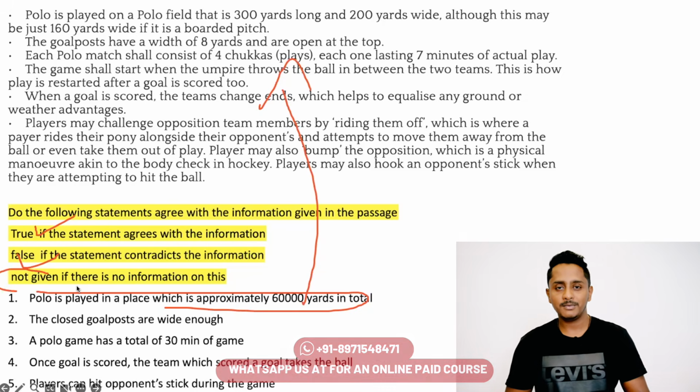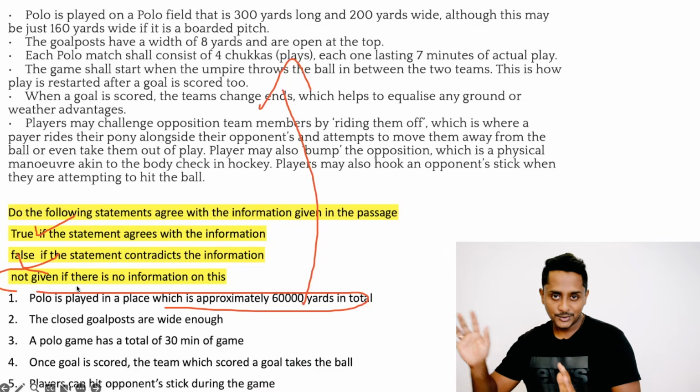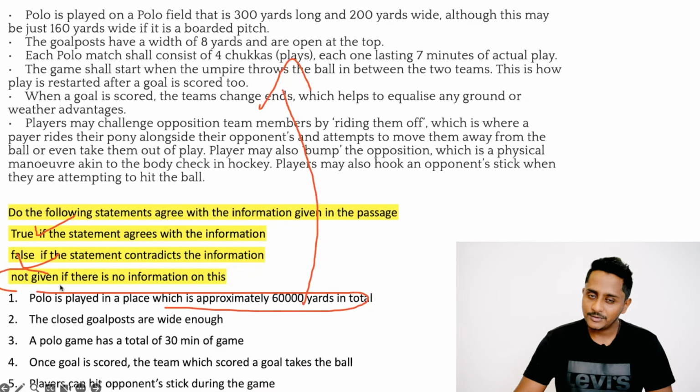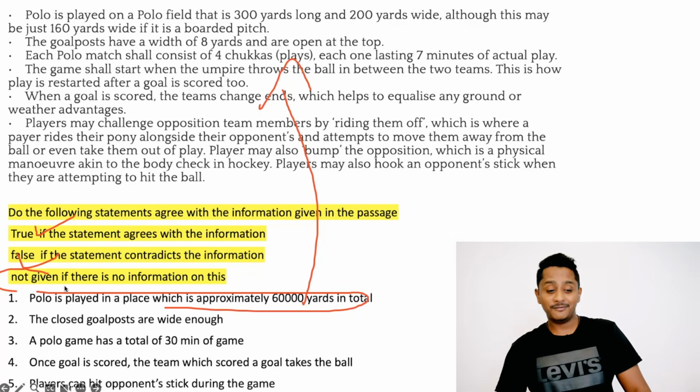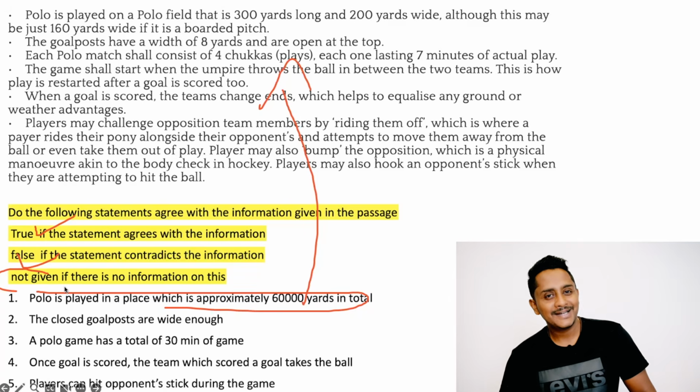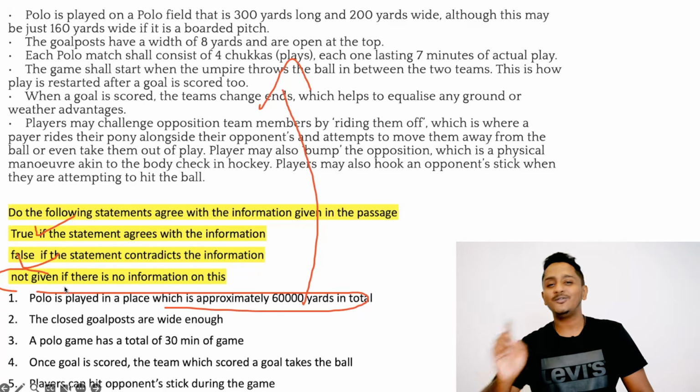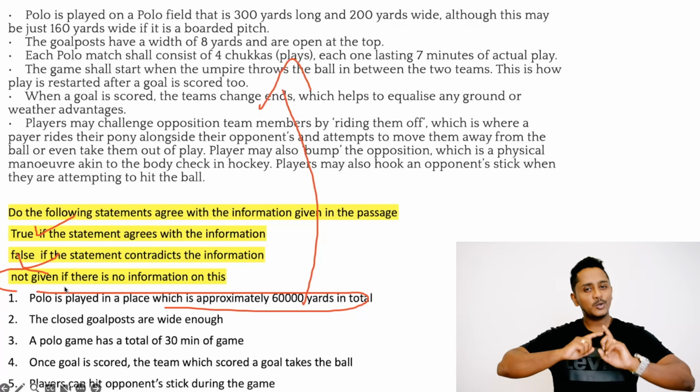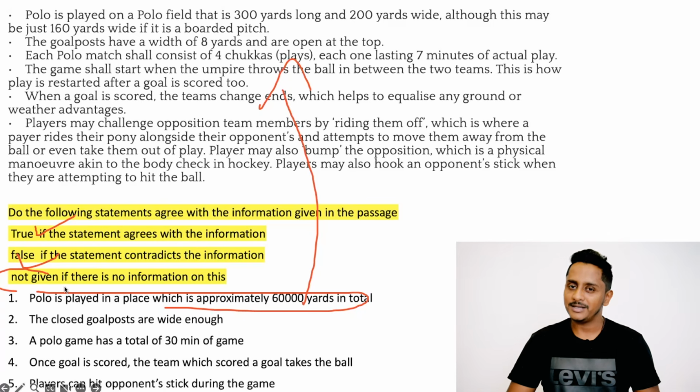This is the golden tip with which we'll be solving the rest of the questions today. You try for true, then if it is not true, you see if it is false. If it is not true and not false, don't put another logic for not given. Just go with not given. The answer will be correct.